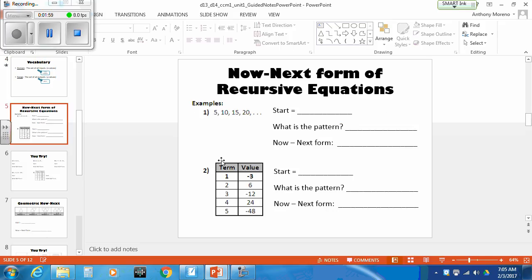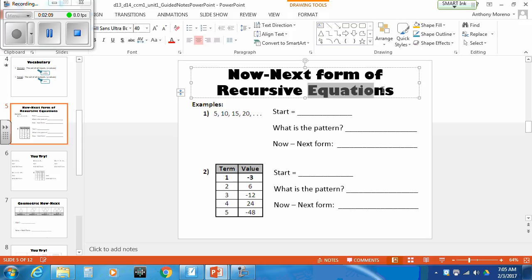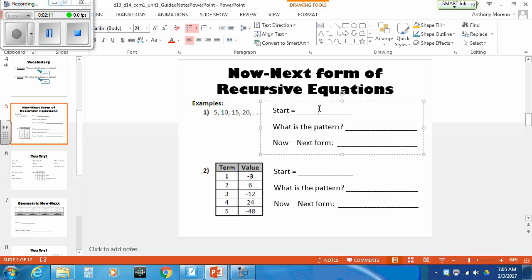So what we have here is a sequence, and we're going to ask a couple of questions to get us to the point where we can write an equation about that. First things first, what do we start with? Well, the first number that we start with is 5. So 5 is the starting number in this pattern. And what is the pattern? Well, we're just adding 5 to each term to get the next one. So 5 plus 5 is 10, 10 plus 5 is 15, and so forth.